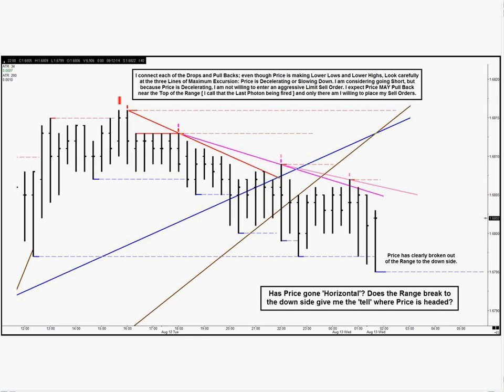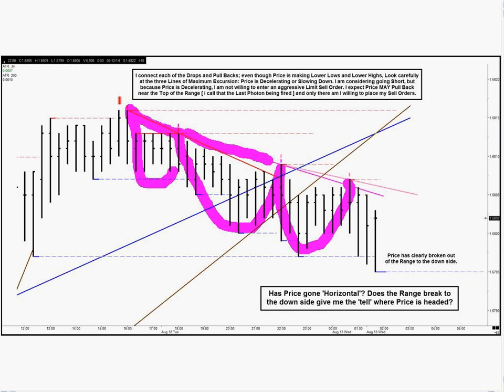So watch. And there's one. See it? Pull back and curl. Pull back and curl. There's two. Pull back and curl. And there's three. Now take a look. You can see. Let me erase all of this. The lines speak for themselves.